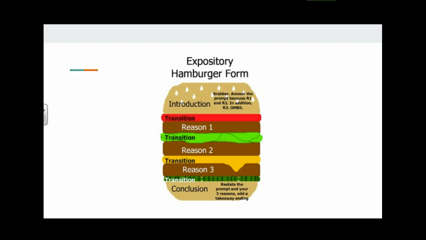Again, this is on Canvas, so if this is something that you look for, like you like the visuals, it's there. Okay, you can Google too, like expository paragraph pictures. Cheeseburger. Lots of cheeseburgers. Hamburger.